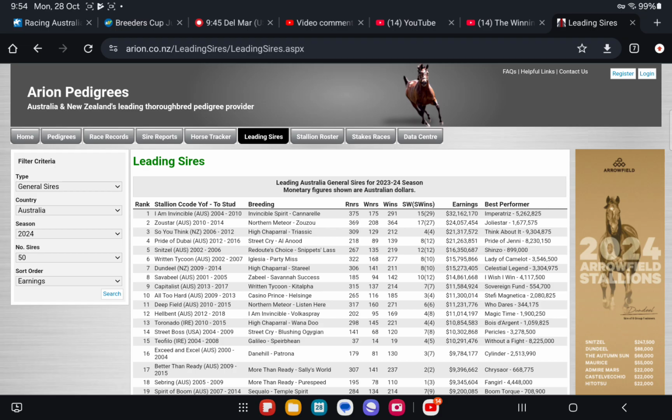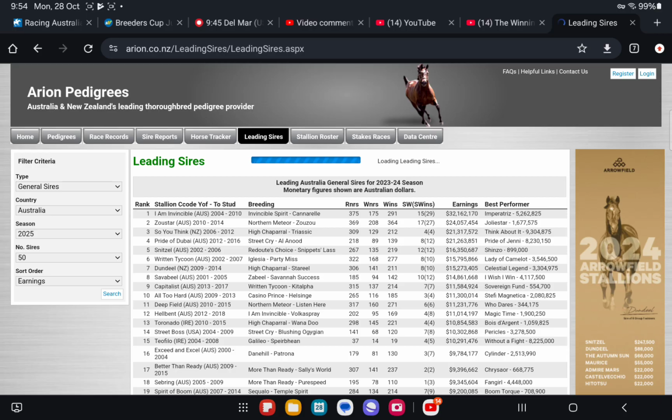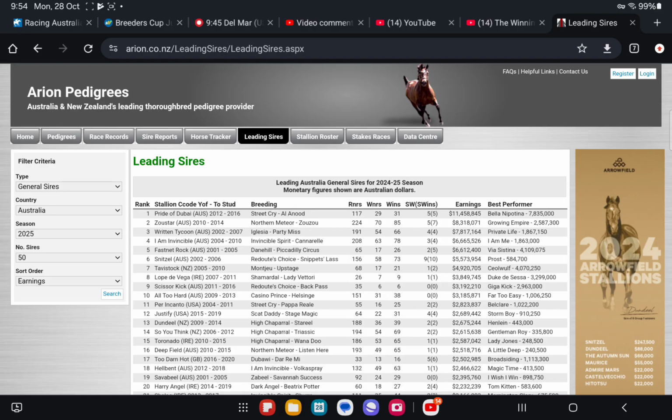But Pride of Dubai's had a flying start to the season. Not to be underestimated at all, Pride of Dubai either. He just keeps producing better and better horses, and they keep getting better as they get older. Pride of Jenny and Bella Nipotina. Bella Nipotina is his top earner this year at this stage. They're the ones that escalate into the top. Usual suspects in second and third, Zoustar and Written Tycoon, hard to go past as stallion influences.